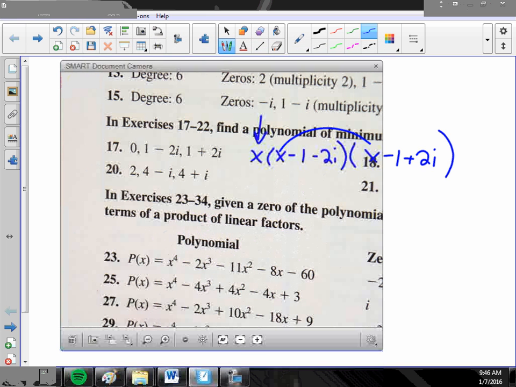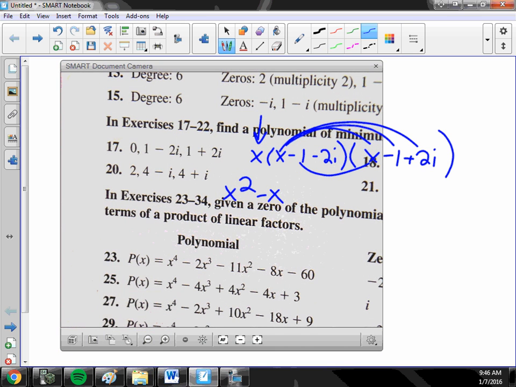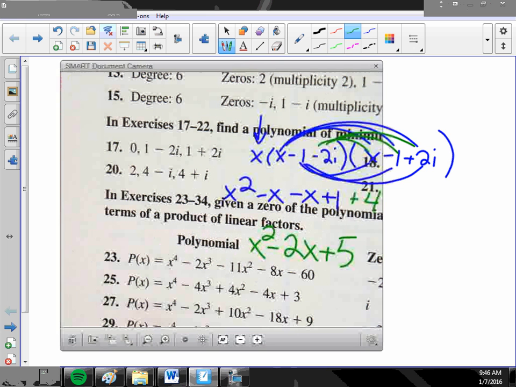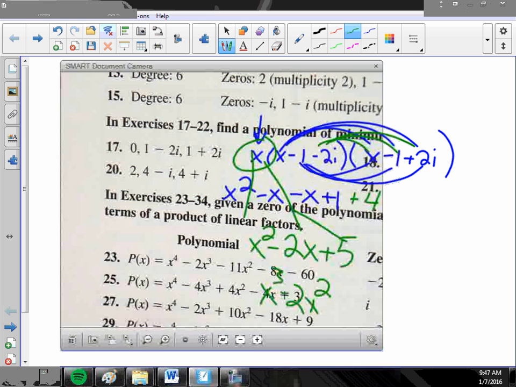So do I need that? Yes, x squared. Do I need that? Minus x. Do I need this? No. It's going to cancel, so I skip it. Do I need that? Minus x. Do I need that? Plus 1. Do I need that? No. Do I need this one? Nope. Nope. And that's going to be minus 4i squared, which turns into plus 4. So x squared minus 2x plus 5. And then I'm going to bring this x in. So x to the third minus 2x squared plus 5x.